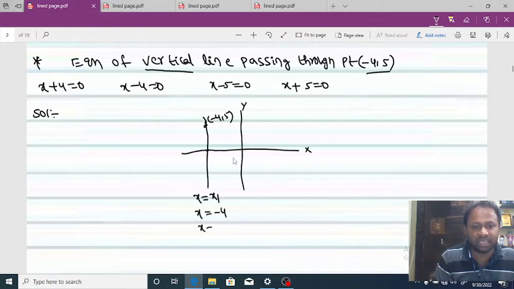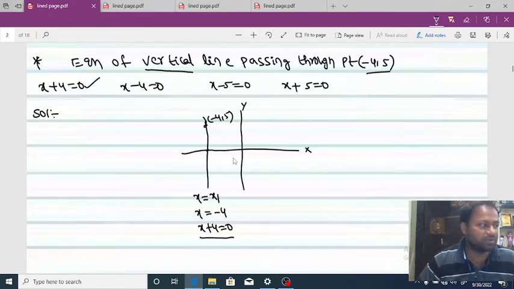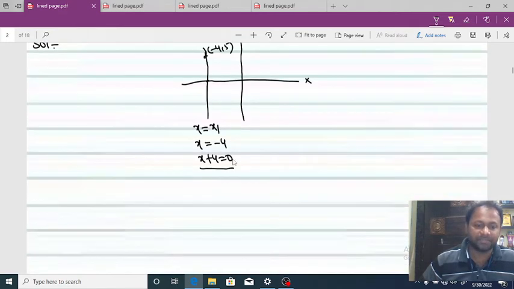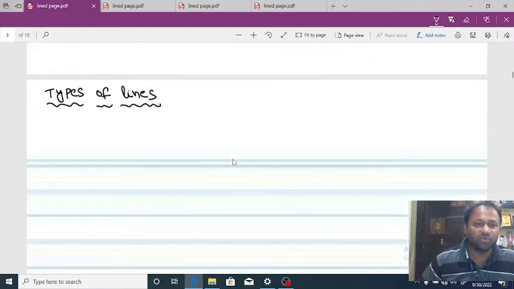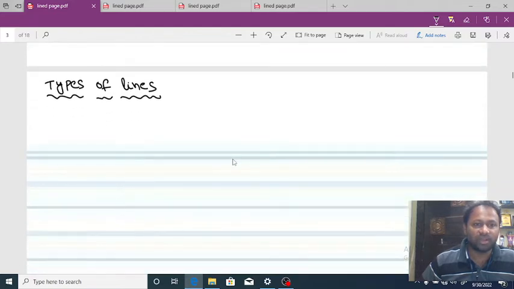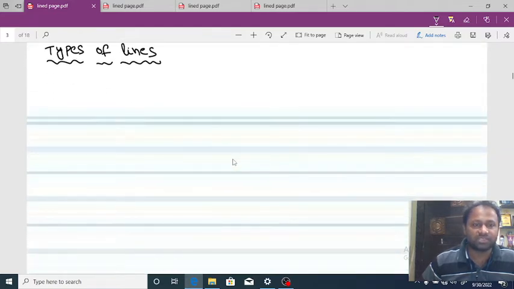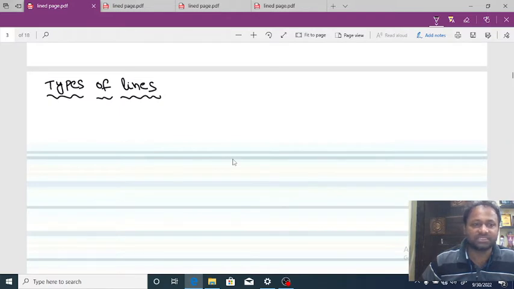So hence x plus 4 is equal to 0. So this is the correct answer. Here the correct answer will be x plus 4 is equal to 0. So in this way we can do problems. Next, I will move on to one of the important topics. First of all, types of lines.